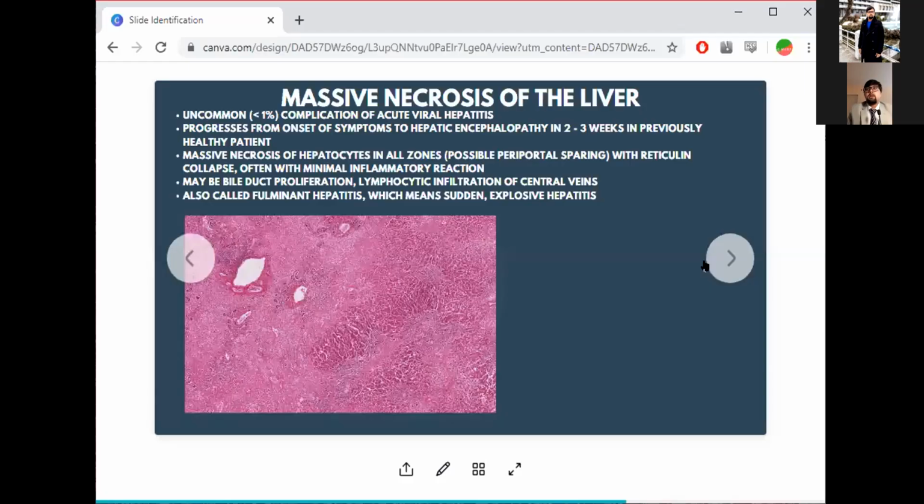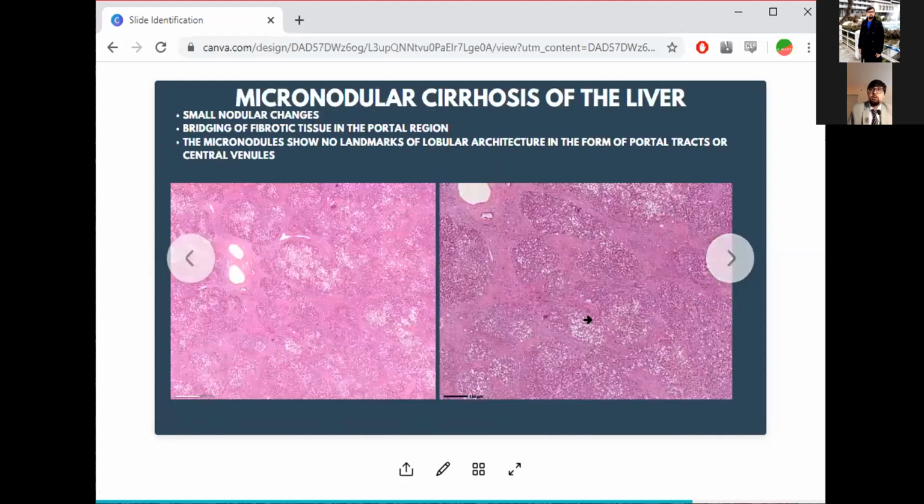Now that we've completed massive necrosis of the liver, let's go to micronodular cirrhosis. Micronodular cirrhosis is very interesting because this is what cirrhosis looks like. How do I know that this is cirrhosis? Let's first ask ourselves what cirrhosis actually is. Cirrhosis is when there's a lot of fibrosis in the liver, in the sense that the fibrosis overtakes or outnumbers normal cells. That's when you have cirrhosis.